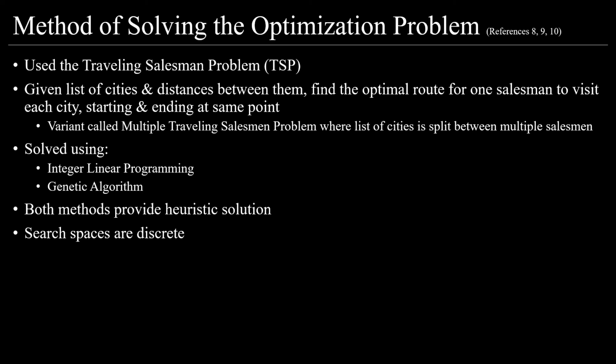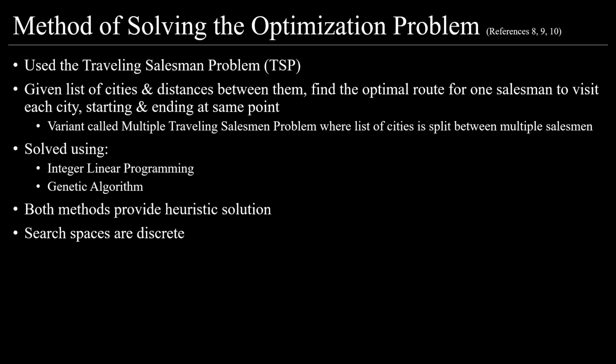The method I used to solve both cases was the traveling salesman problem. In a classic traveling salesman problem, given a list of cities and distances between them, find the optimal route by minimizing the distance for one salesman to visit each city, starting and ending at the same point. This is the method I used to solve case one. In case two, I used a variant of this called the multiple traveling salesman problem, where a list of cities is split between multiple salesmen.